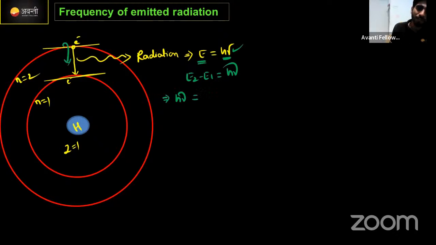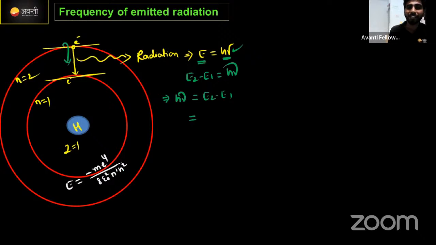h nu value will be equal to, reversed, E2 minus E1, same, nothing is changed. We want the frequency, so we can take h to the right hand side later, no problem. Here E2 is there, E1 is there. Correct now? But we know the value for energy. We derived an equation for energy, right? Energy value will be equal to minus m e to the power of 4 divided by 8 epsilon naught square n square h square. Correct now?